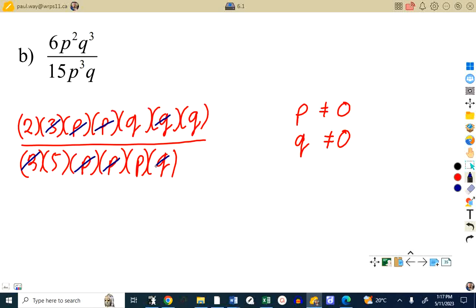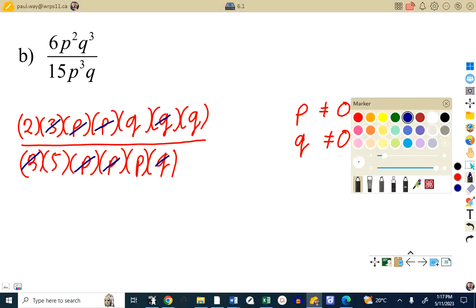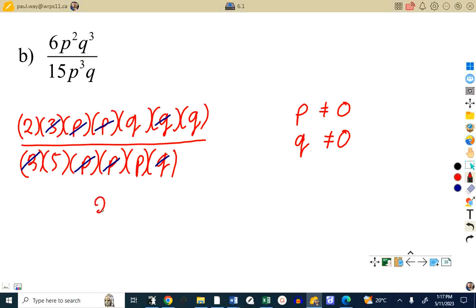And I think that's it. I get 2Q squared on the top over 5P.